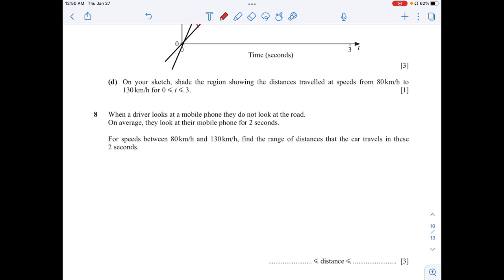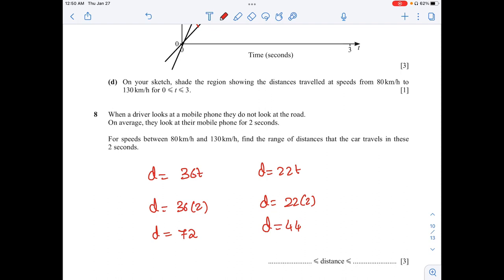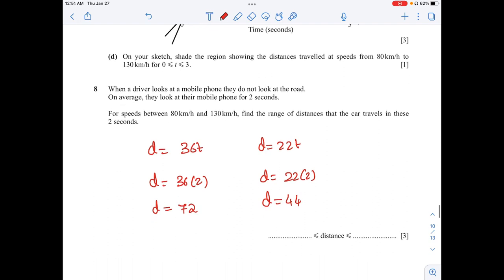So what am I going to do? d equal to 36t and d equal to 22t. In these 2 seconds, 36 times 2 is 72, because it was a decimal, but we are taking two significant figures. 22 times 2 is 44. So the distance lies between 44 and 72.